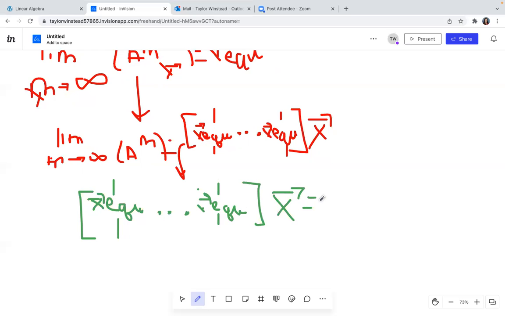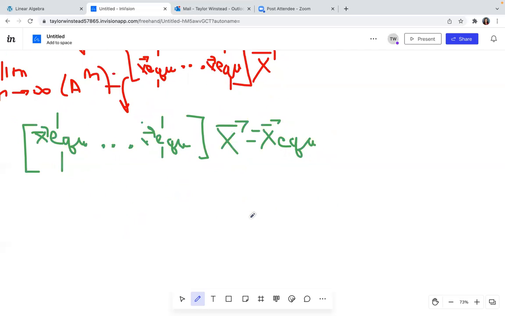Is equal to the equilibrium vector. So first of all, let's think about this, because here's what we can think about. We know that the equilibrium vector is going to be equal to component 1, component 2, all the way up to equilibrium component n.